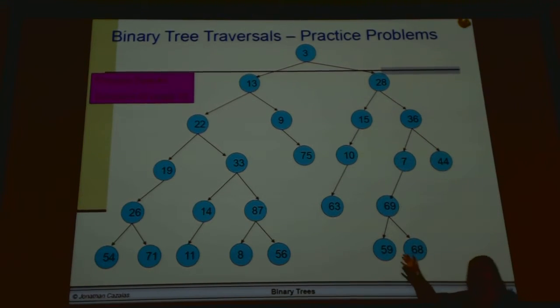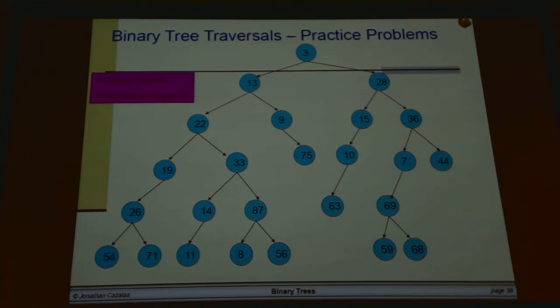We found the leaf. We're at the end here. So we've done the parent of 69. We printed him. We've done his left. Now we need to do his right. His right is 68. We're done with the node 69 as a parent. So he is a child to 7. Does 7 have a right? He doesn't. So we're done with 7. So we're going to deal with 7 as a child of 36. 36 has a right, which is 44.